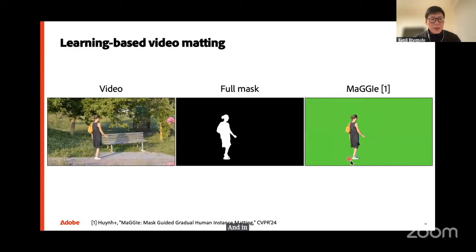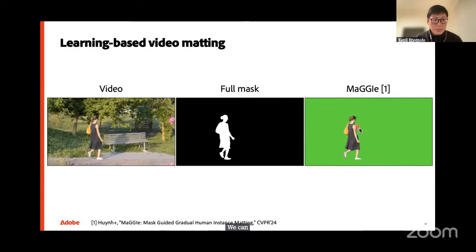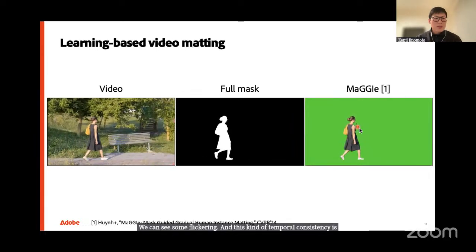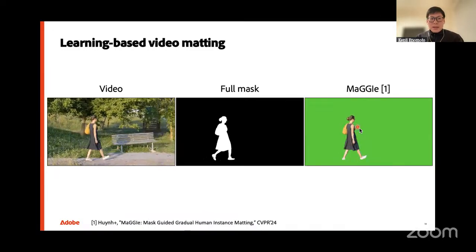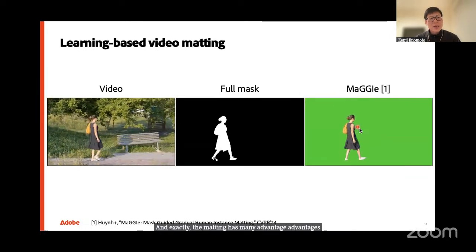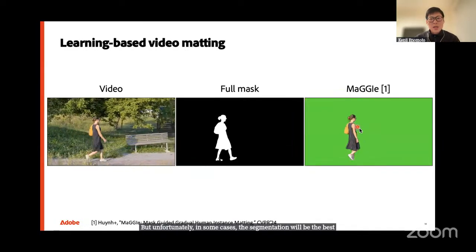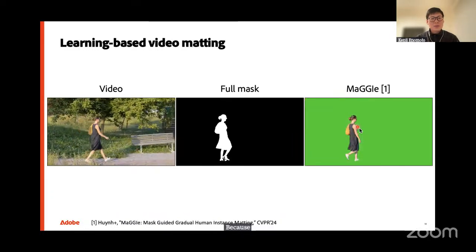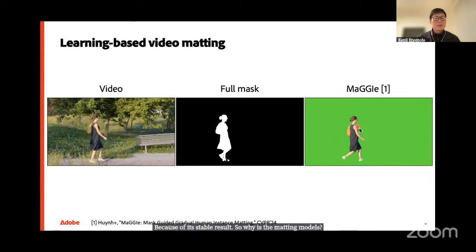In this example, looking at the head of this woman, we can see some flickering. This kind of temporal consistency is a really serious problem in the video matting problem. Matting has many advantages over segmentation, but unfortunately, in some cases, segmentation is the best choice, particularly for opaque objects, because of its stable result. So why are the matting models so far behind segmentation?